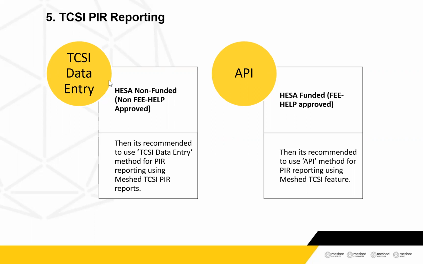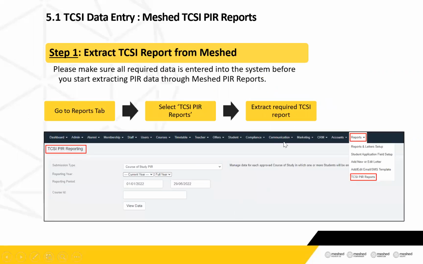So now let's see this first method, how you can generate a report from the system. Okay. Now to generate these reports and complete your reporting through TCSI data entry, there are 2 main steps. First, extract data from the Mesh platform, these TCSI reports. To do that, you'll have to go to the Reports tab, and under the Reports tab, if the feature is enabled on your platform, you'll see this new option, TCSI PIR report. You'll have to click that, and then the system will take you to this new interface, TCSI PIR reporting.